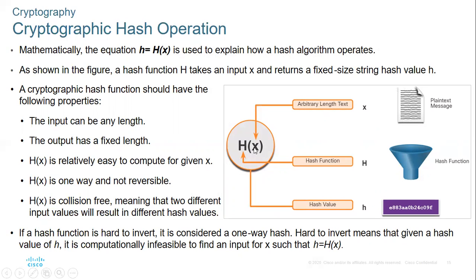And of course, this function is collision free, meaning that in this message, when you just add even a period, this will change the hash value. That is the meaning of collision free: if you have different inputs, those are supposed to generate different outputs. You can't reverse this.